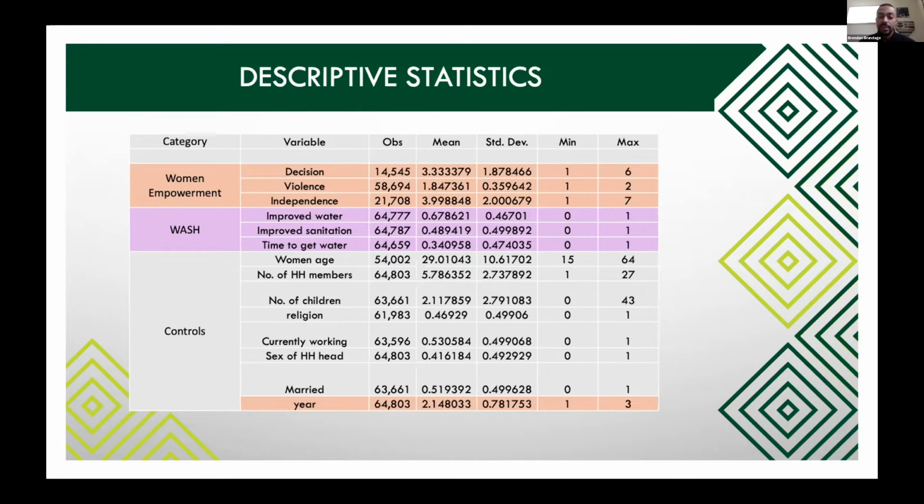We standardize these PCAs and then form them into quantiles. For decision, we have quantiles running 1 through 6, violence 1 through 2, and independence 1 through 7, where 1 is corresponding to not good empowerment, and the higher the numbers is good empowerment. Then we have our WASH variables. They're all coded 0 or 1, where we have 67% of our population having improved water, about half having improved sanitation, and about a third taking more than 20 minutes to get to their water source.